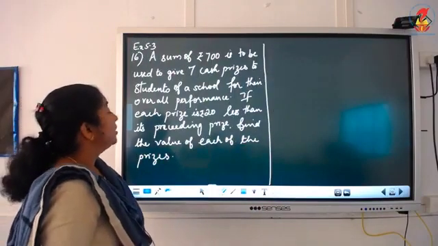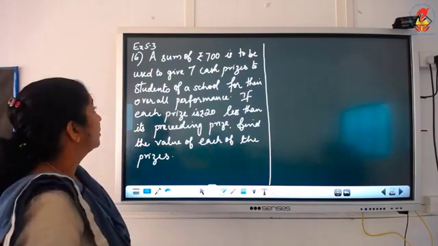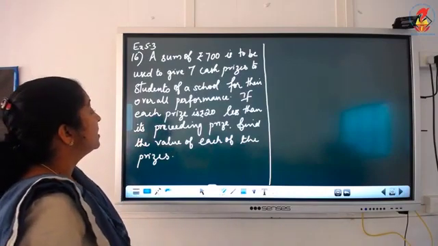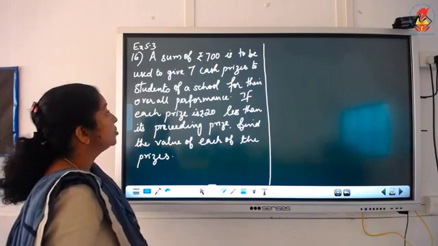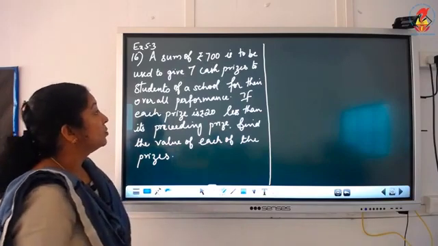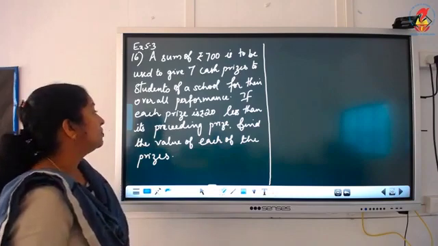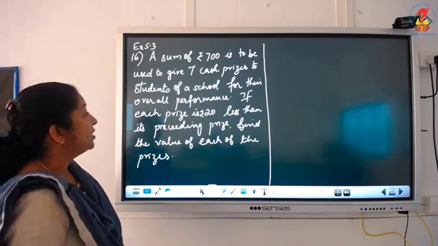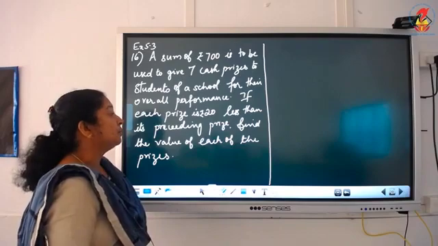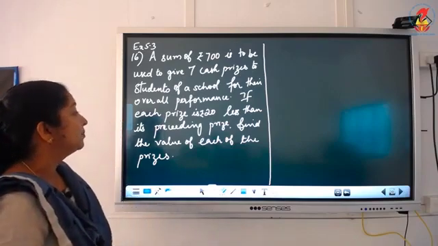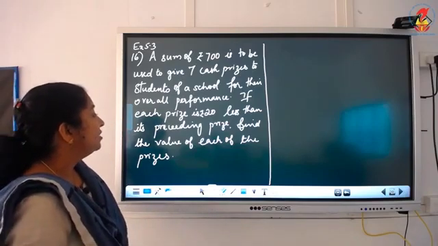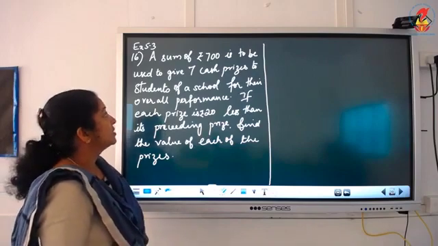Exercise 5.3, 16th question. A sum of rupees 700 is to be used to give 7 cash prizes to students of a school for their overall performance. If each prize is rupees 20 less than the preceding prize, find the value of each of the prizes.